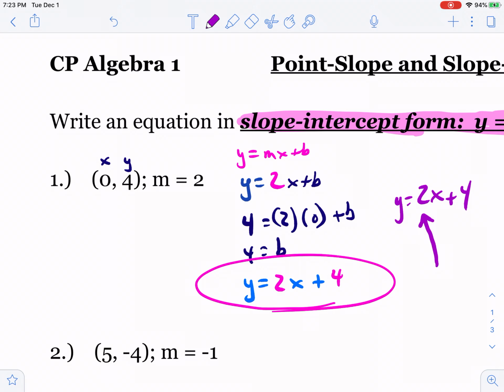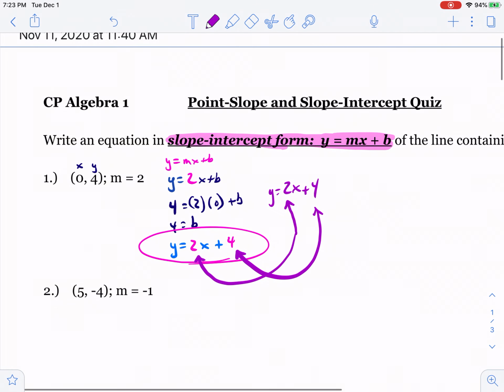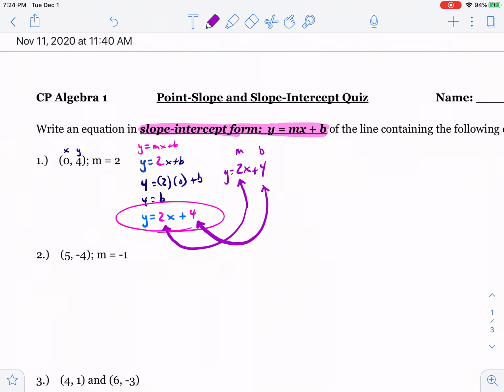This slope is never going to change, ever. And this y-intercept is never going to change. They're always going to be this way for this linear equation. But you always need to have a number for the slope and for the y-intercept. The x and y, the input and output, the domain and range, are always going to be left as an x and a y.